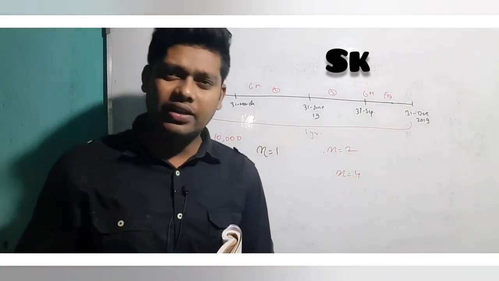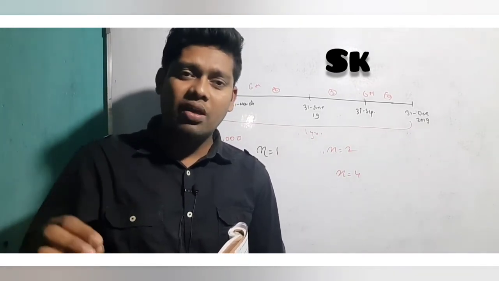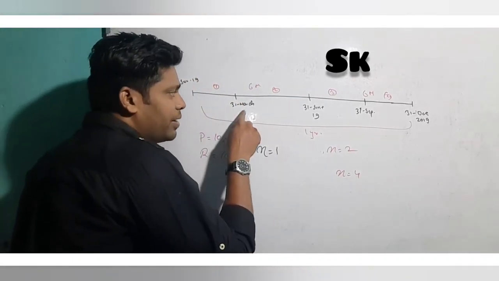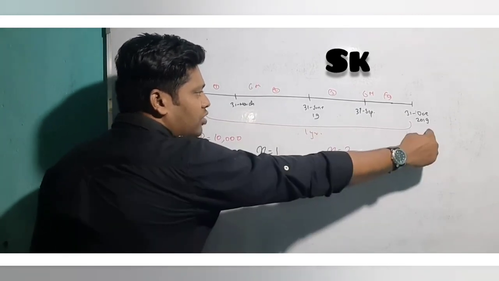In case I have taken the amount for 1 year and I have to pay him quarterly. Quarterly means after this, when do I have to pay? Here first time I have to pay, again here also I have to pay, again here also, again here also. How many times?